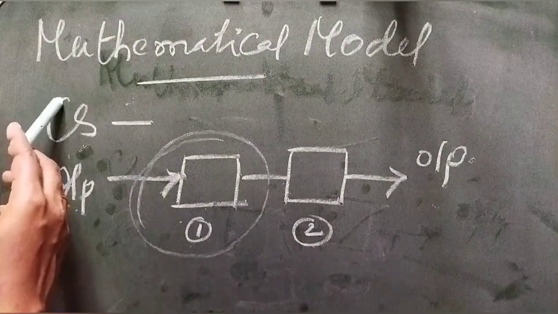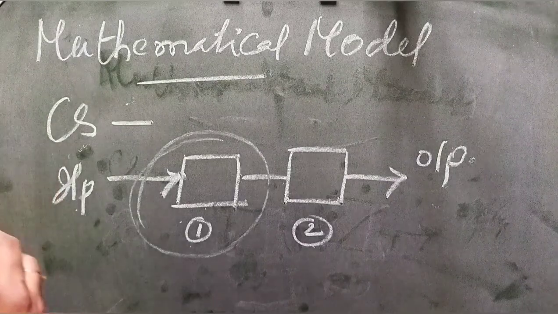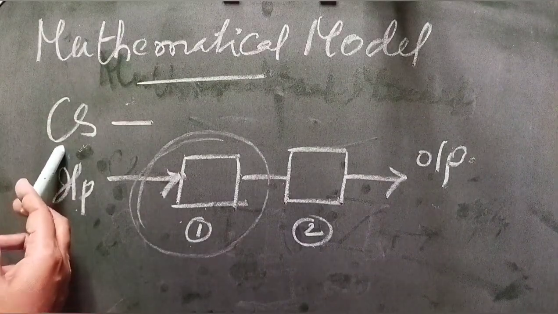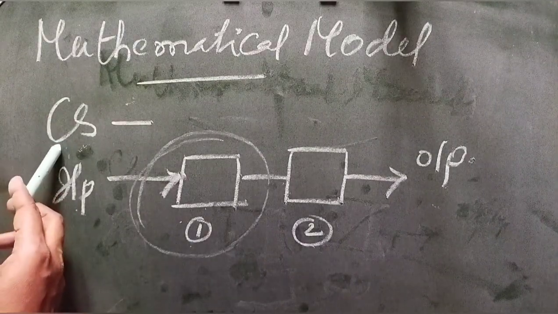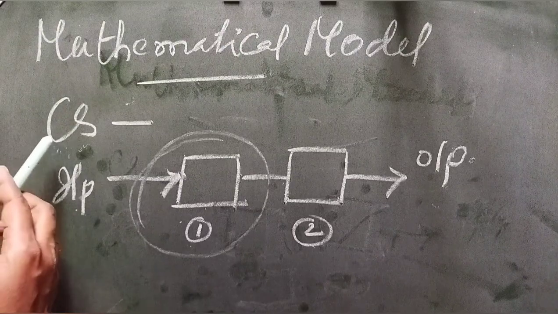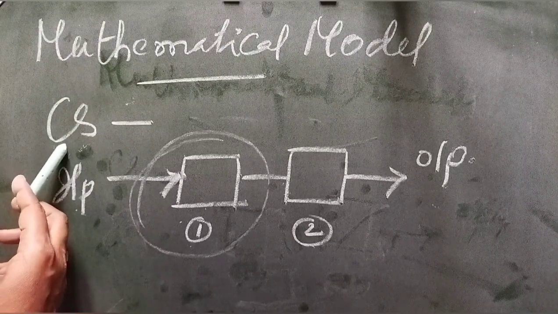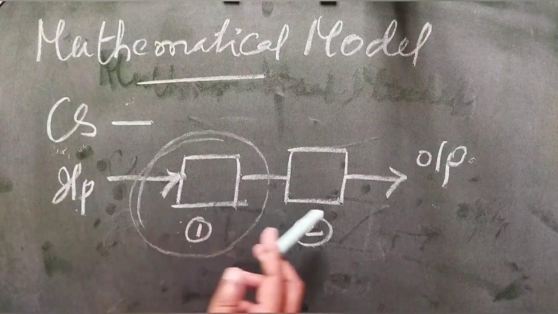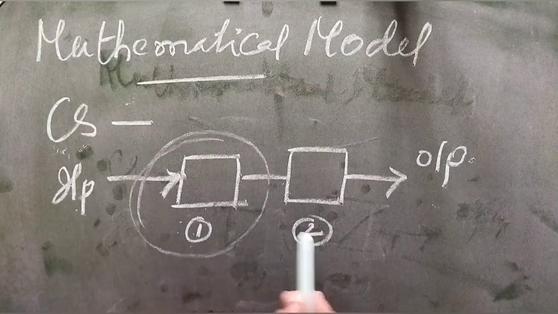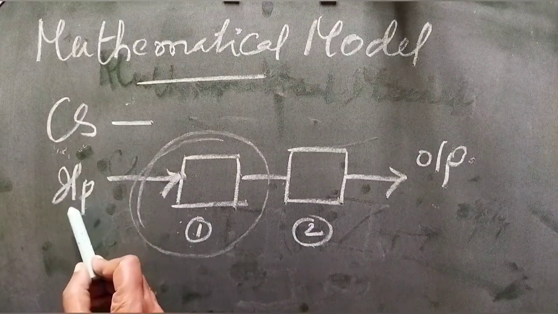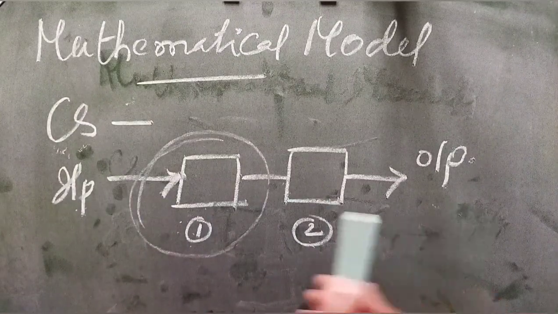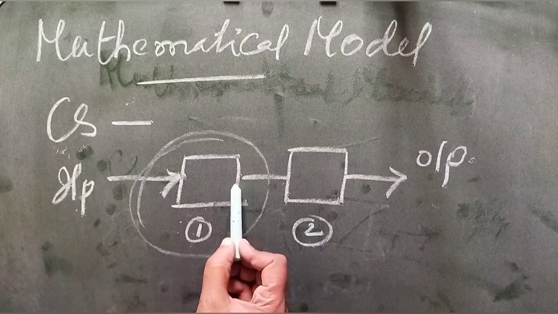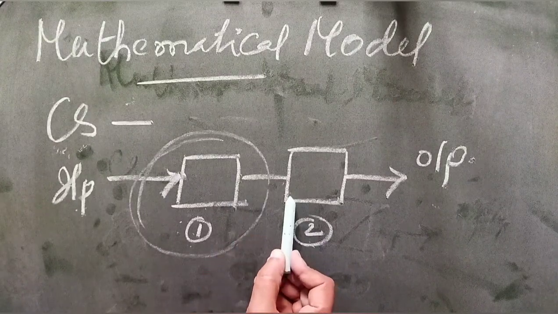Now we'll see the mathematical model of a control system. Usually we know a control system is a combination of certain components in a particular order to perform a specific function. You call it a control system. For example, considering a control system having two components, say 1 and 2, where we have the input and a final output, the output of component 1 is nothing but the input for component 2.